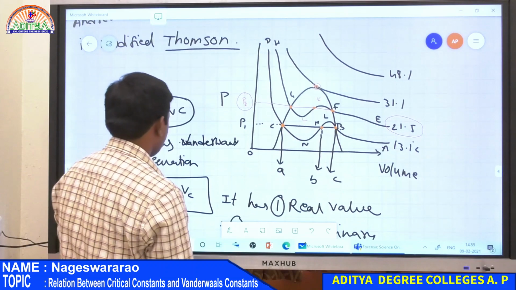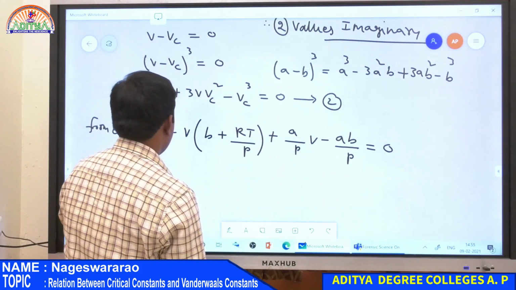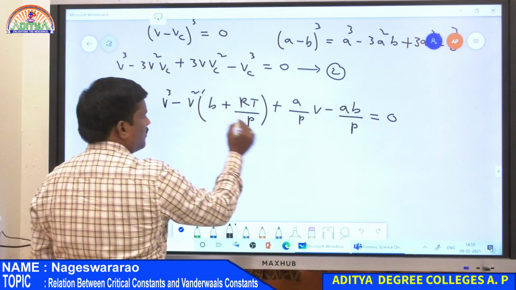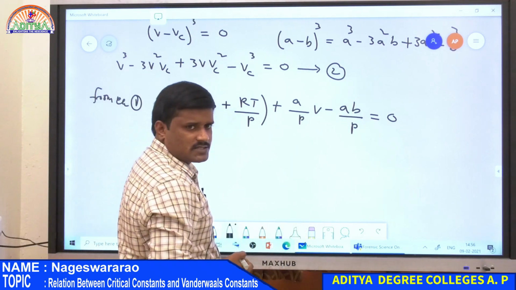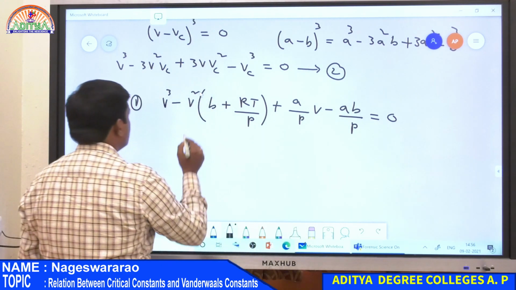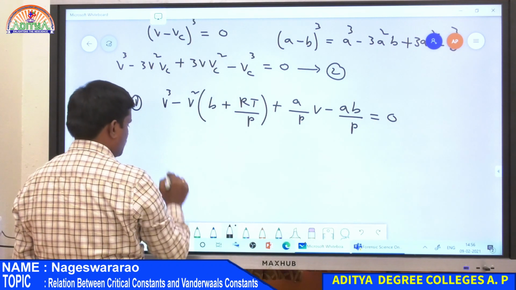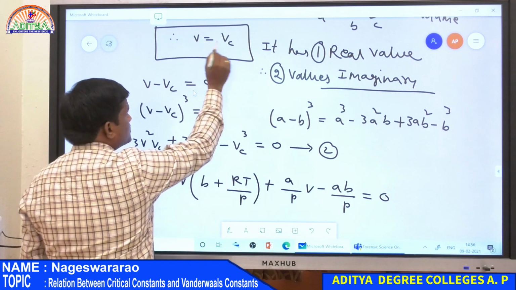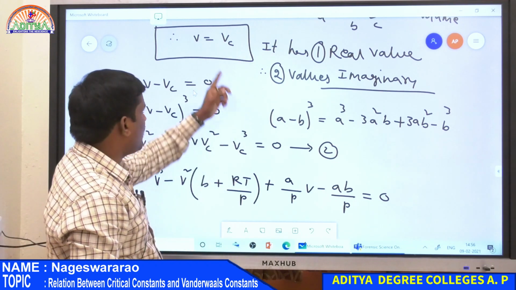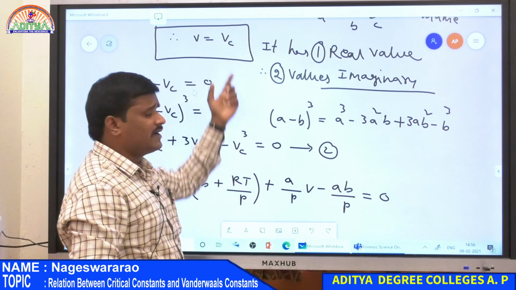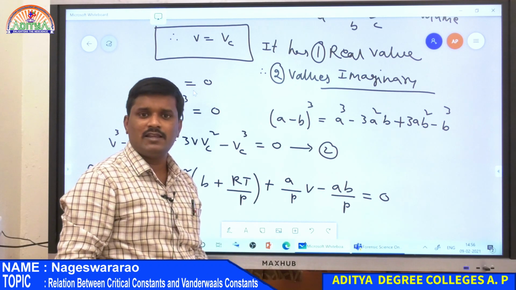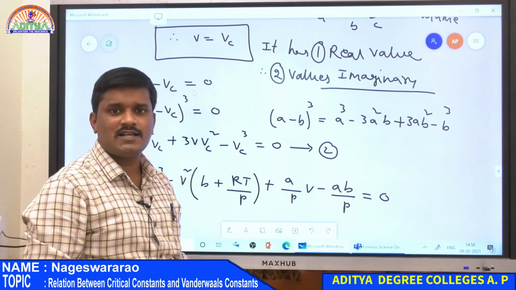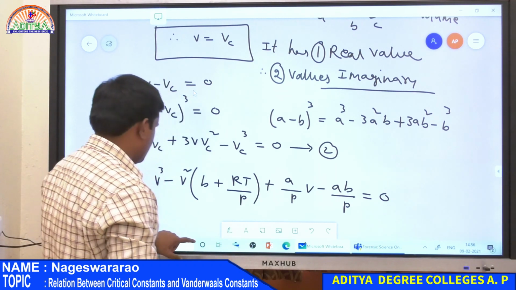Therefore, v cube and v square, v and finally a constant term. So, from this equation, our given condition is V is equal to Vc. That means volume of the gas is equal to critical volume. So, at critical volume, what are the conditions? T is equal to Tc as well as P is equal to Pc.